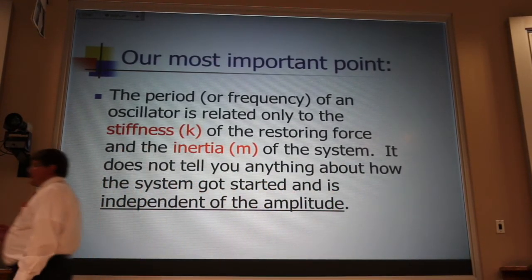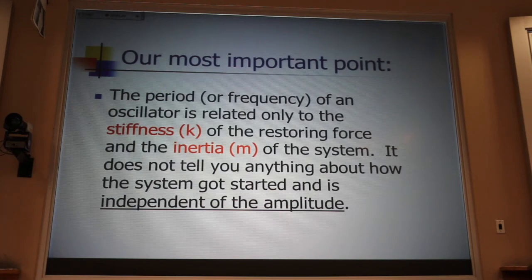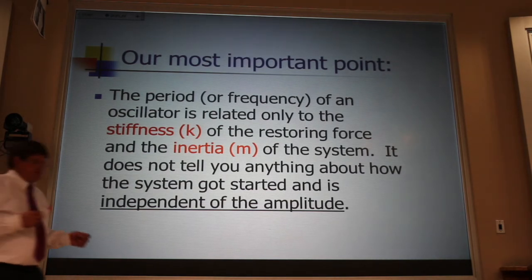In other words, it doesn't matter whether I pull it down and release it from rest, 1, 2, 3, 4, or whether I start it by hitting it. 1, 2, 3, 4. I get the same frequency regardless.